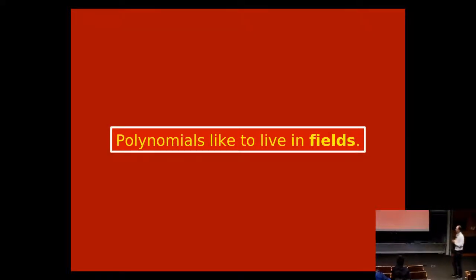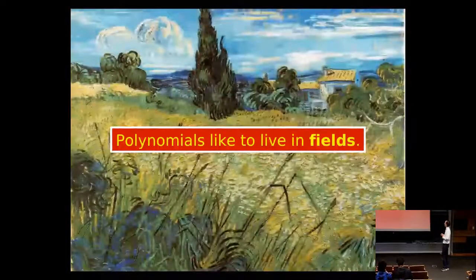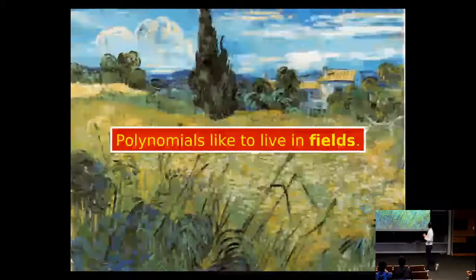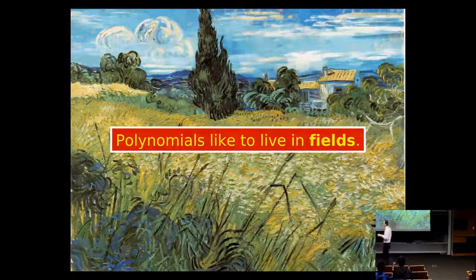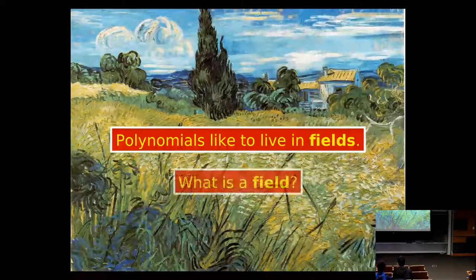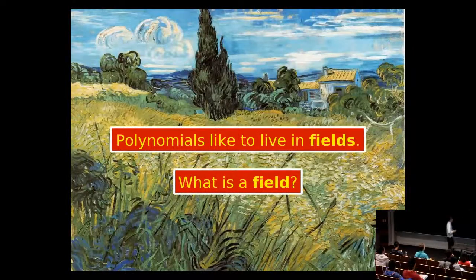So before I tell you about polynomials, I have to tell you a little bit about a mathematical concept called fields, which is a little bit related to the number theory that we did a couple lectures ago. So polynomials like to live in fields. This is a nice picture of a field, but it's not the mathematical notion of a field. The mathematical notion of a field is a kind of number system, and so I'll tell you what that is now.